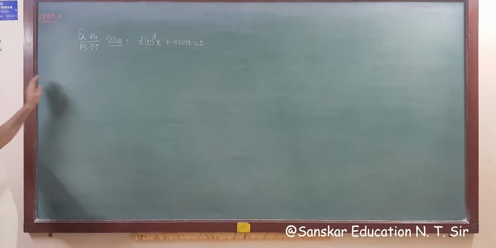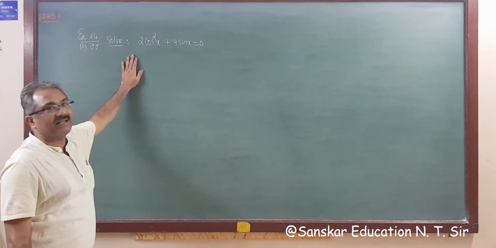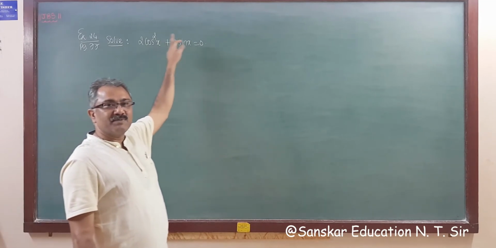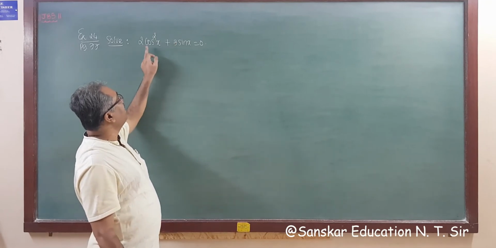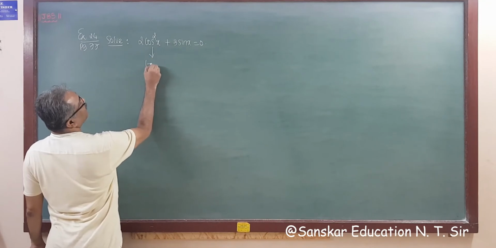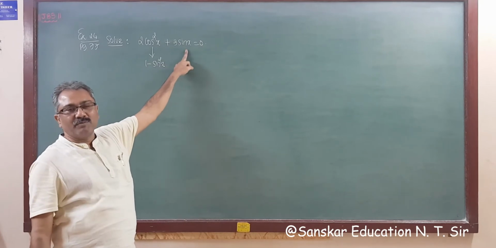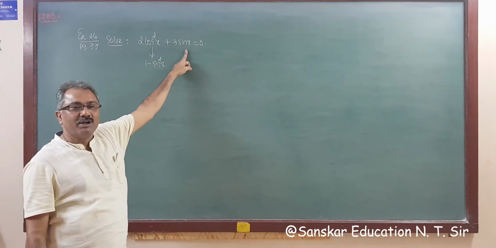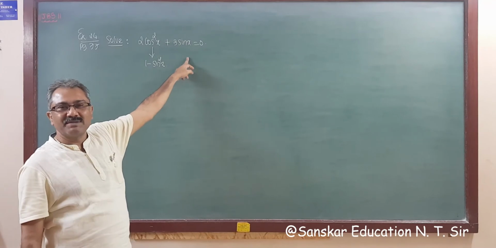Got it? So example number 24, solve the equation that is given: 2 cos square x plus 3 sin x is equal to 0. We have to solve this equation, meaning all quantities must be in one function, either in sin or in cos. If you want to change this into sin, you can easily do it applying the formula cos square x is equal to 1 minus sin square x. You can change all terms into sin. But if you want to change into cos, then for this sine it is not possible. So that's why I am changing this cos square into sin square to get all terms in sin.